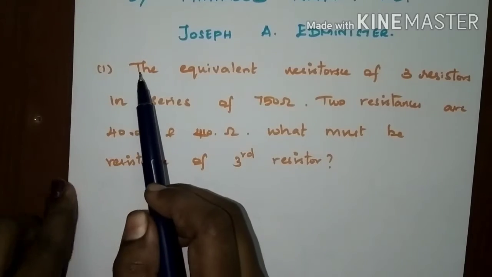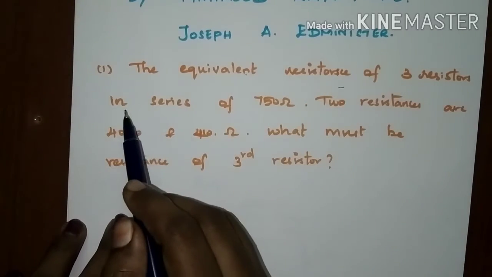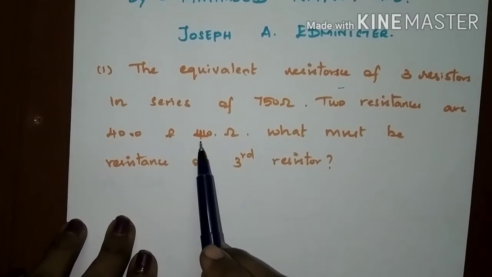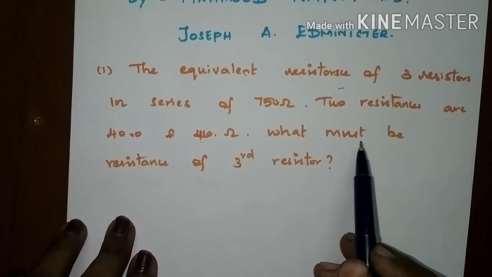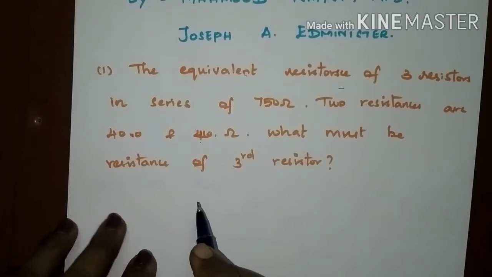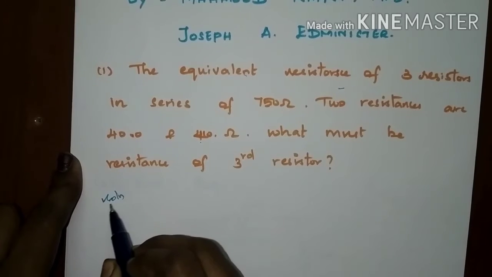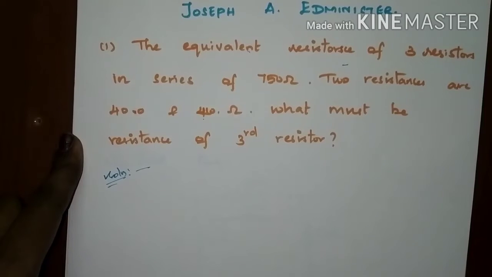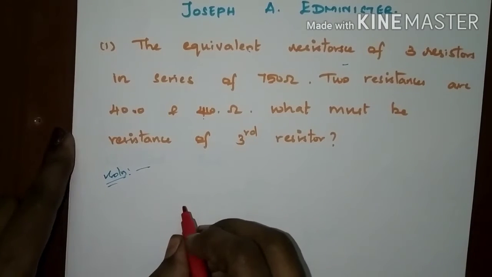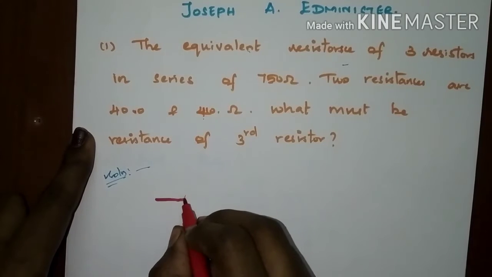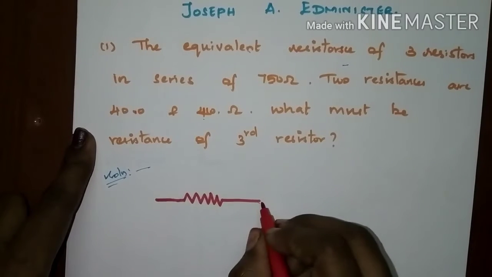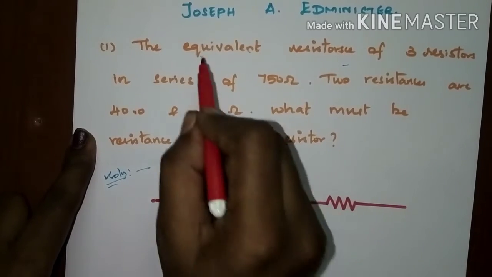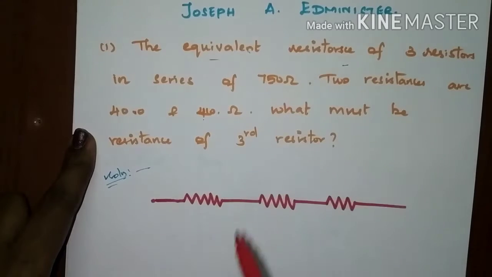See, in this problem, the equivalent resistance of 3 resistors in series is 750 ohms. 2 resistors are 40 and 410 ohms. What must be the resistance of the third resistor? In this question, they have given that 3 resistors are connected in series. First, we have to draw the diagram. How would the resistors be connected? 3 resistors are connected in series. So, 1, 2 and 3 resistors, and they have given the equivalent resistance of the 3 resistors as 750.